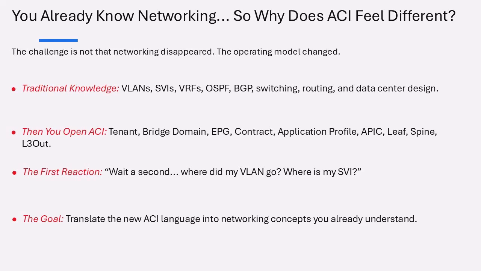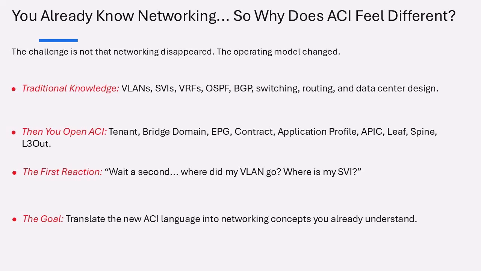Well, then you open ACI for the first time and suddenly: tenant, bridge domain, EPG, application profile, contract, subject, filter, endpoint, APIC, leaf, spine, L3Out. And you're sitting there thinking, wait a second, where did my VLAN go? So where's my SVI? And why does everything suddenly have a new name? If you have already started learning ACI, you probably know exactly what I'm talking about.